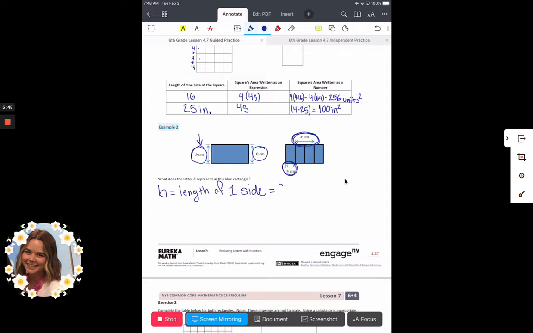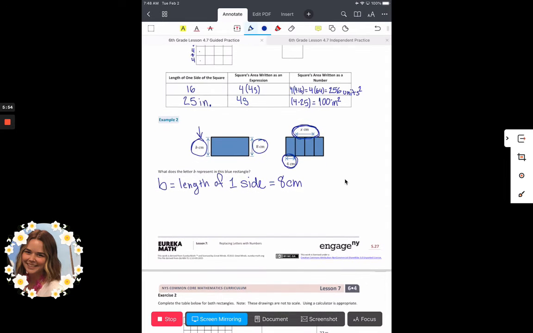And B is also equal to 8 centimeters. And it doesn't say it on here, but I do want to talk about what X means. So we're going to put X on there too. So X is up here. So I want you to think about that for a minute. And there's some different things that we can say about X.